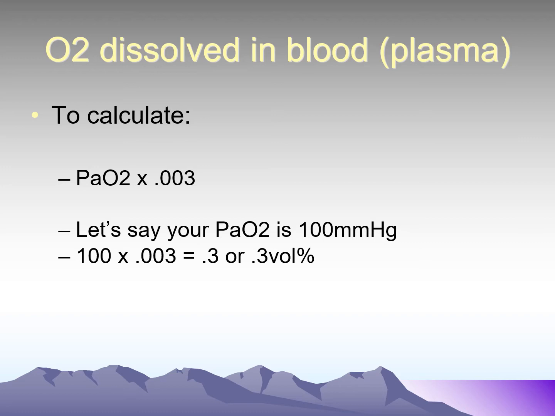Again, this is the smallest amount, and it's basically representing the amount of oxygen in mils that is in 100 mils. That gives us our volume percent. So 0.003 mils of oxygen dissolves in 100 mils of blood per 1 millimeter of mercury of PO2. It's the amount of oxygen in mils that is in 100 mils of blood.